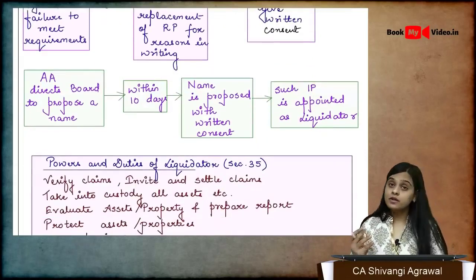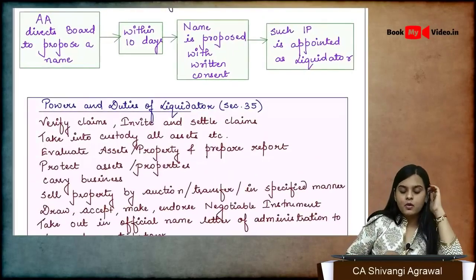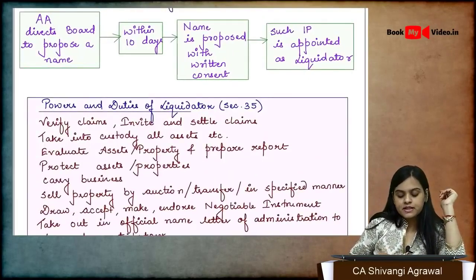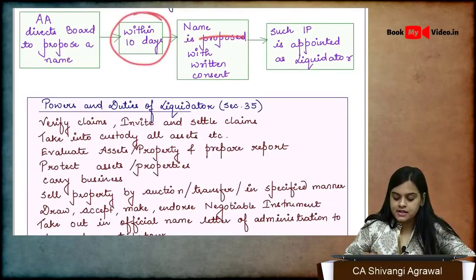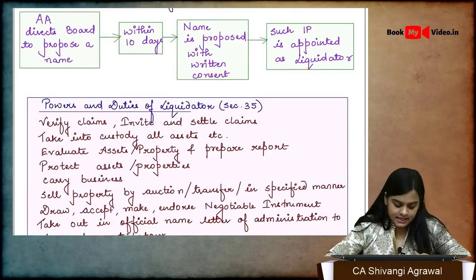So in these cases, how the liquidator will be appointed? Adjudicating authority will direct the board to propose a name, and within 10 days, the board, IBBI, proposes a name with his written consent, and such person will be appointed as liquidator.